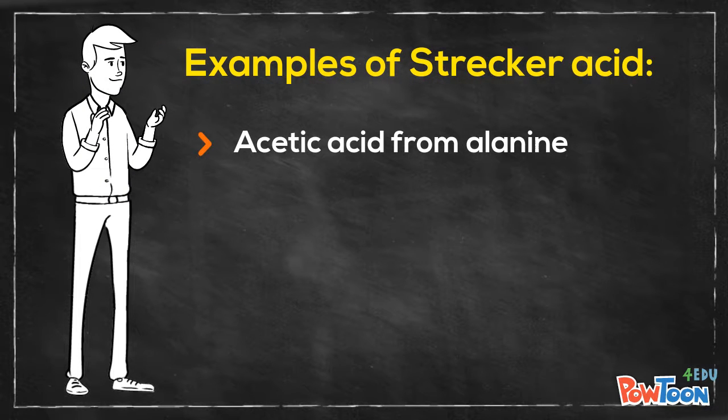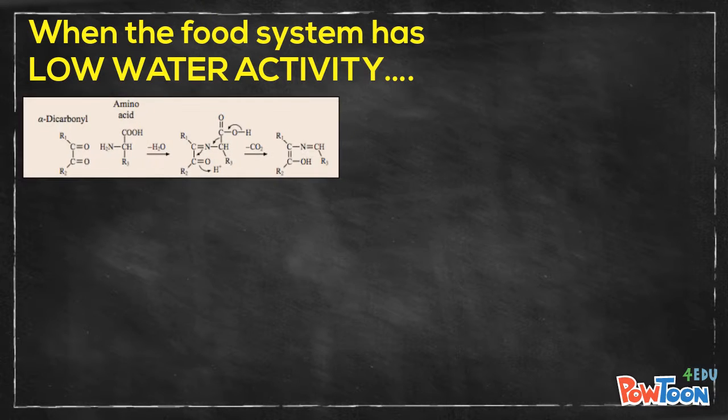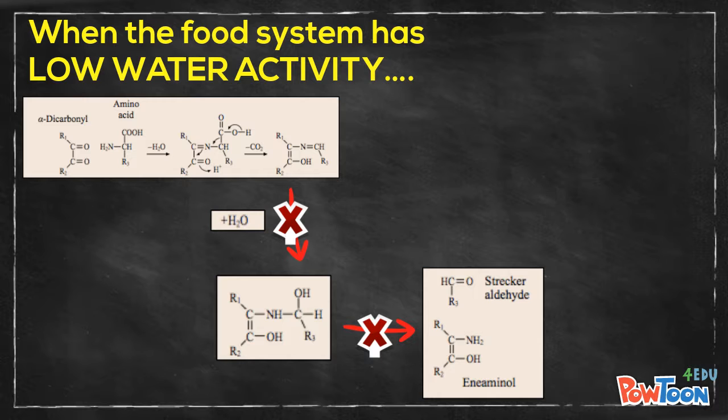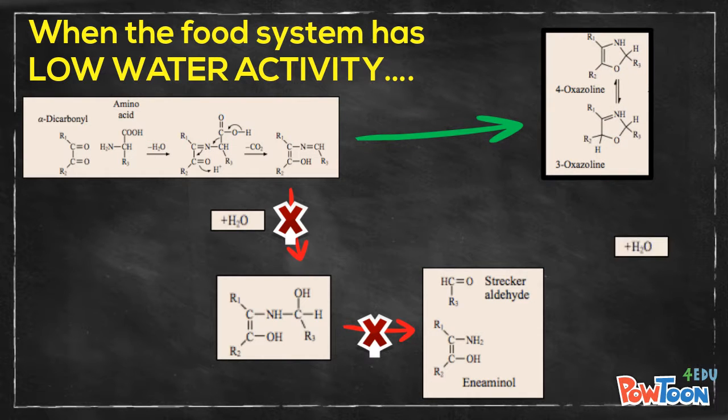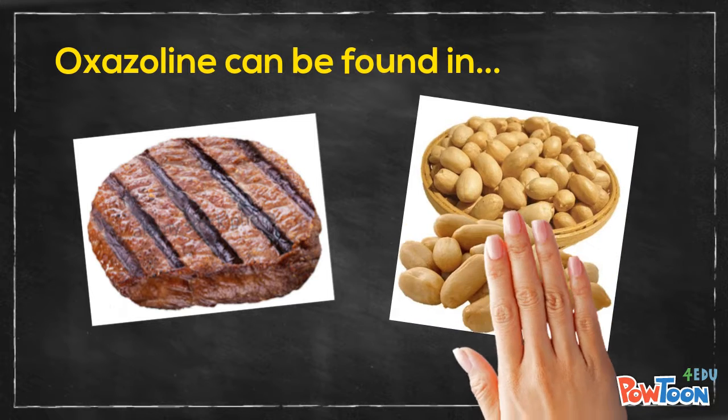Examples of Strecker acids are acetic acid that comes from alanine, or 2-methylbutanoic acid that comes from leucine or isoleucine. Another condition would be when the food system has low water activity, the intermediate product prior to the release of Strecker aldehyde and aminoketone cannot be produced. The process eventually forms 4-oxazoline, which is also in equilibrium with 3-oxazoline. However, Strecker aldehyde can be released from oxazoline upon addition of water. The formation of oxazolines via Strecker degradation can be found in cooked meat and roasted peanut.